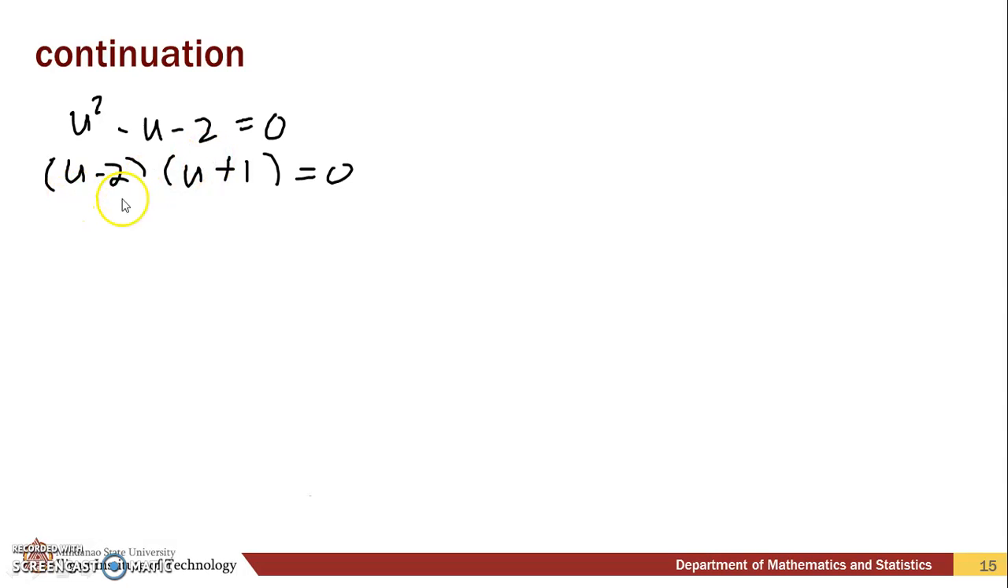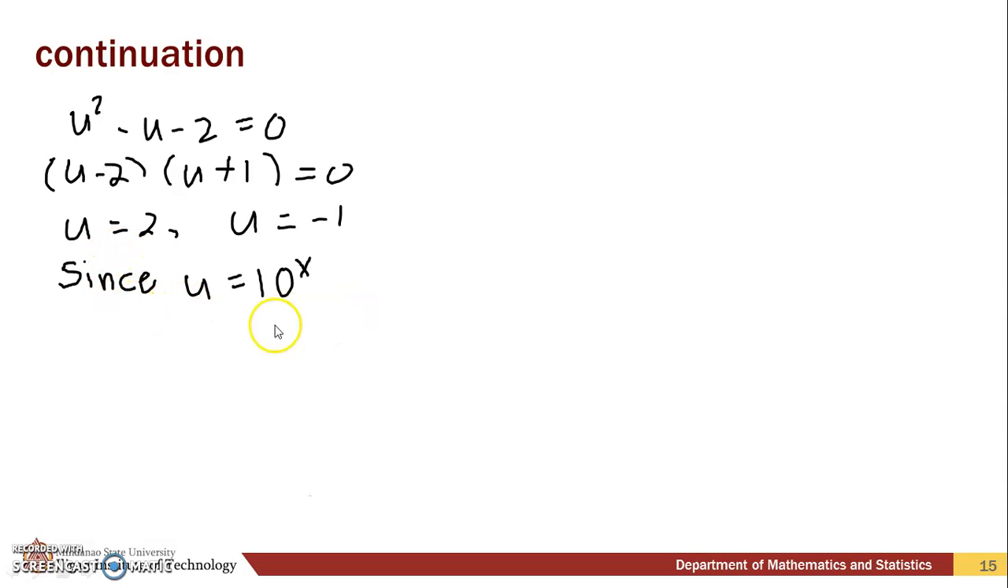Factoring would give us u minus 2 times u plus 1 equal to 0. That means u minus 2 equal to 0, or u plus 1 equal to 0. So you have u equals 2, u equals negative 1. But remember, we're solving for x. And since u is equal to 10 to the x, then we can replace u here by 10 to the x equals 2.